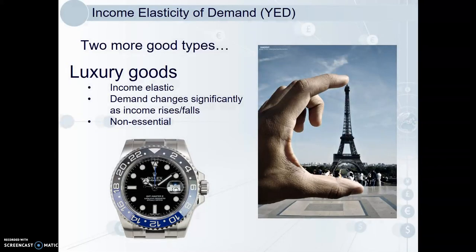Luxury goods are highly income elastic. A small increase in income can drastically change our demand for things like overseas holidays and high-end watches. And when our income decreases, these will be the first things that we will cut, as they are largely unnecessary. We'll look at some of the implications of YED in class.